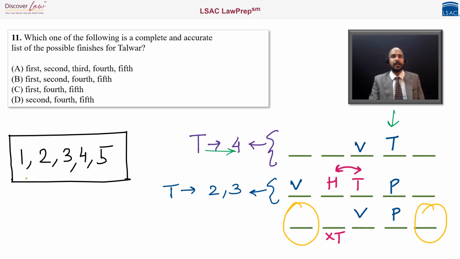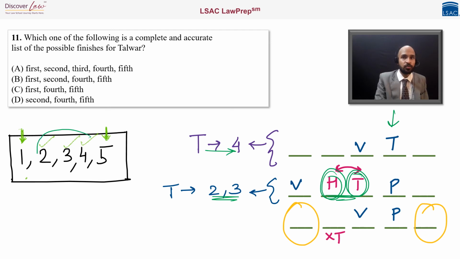Okay. Now, when you look at this second case, you can see that it allows for T in third and for T in second. Both of these are possible, which means you give yourself 2 and 3 as well. So we've already been able to tick mark 2, 3 and 4. Now the question remains for 1 and 5.